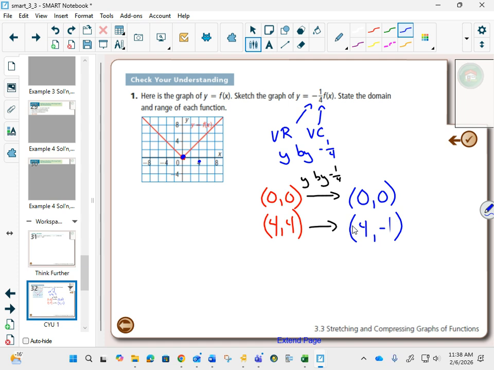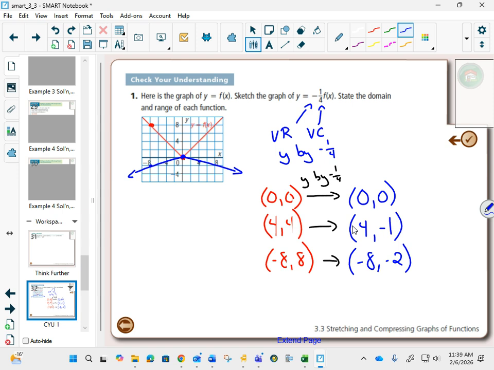Technically, that's enough for me to draw this side. I might choose a point from the other side, this one up here, -8, 8. Where is that going to go? Well, x is still going to be -8, but now I'm going to have -2, and that one is going to be right here. There is my new graph.